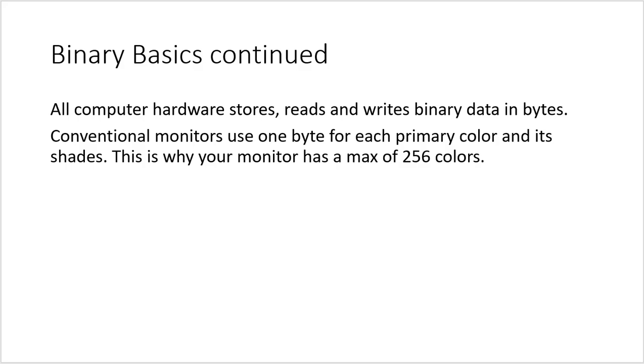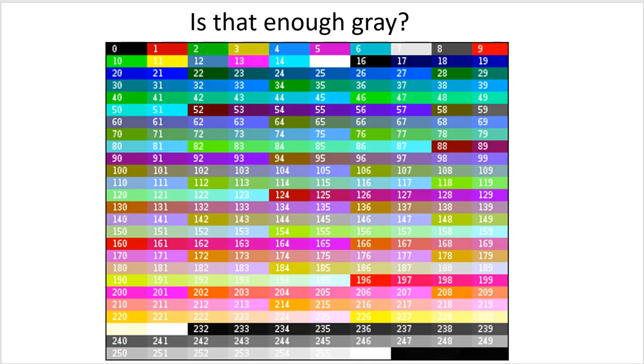All computer hardware stores, reads, and writes binary data in bytes. Conventional monitors use 1 byte for each primary color and its shades, and this is why your monitor has a max of 256 colors. So, this is a standard color palette for a standard color monitor. Those are all the colors and shades of different colors that could be used on a standard color monitor.